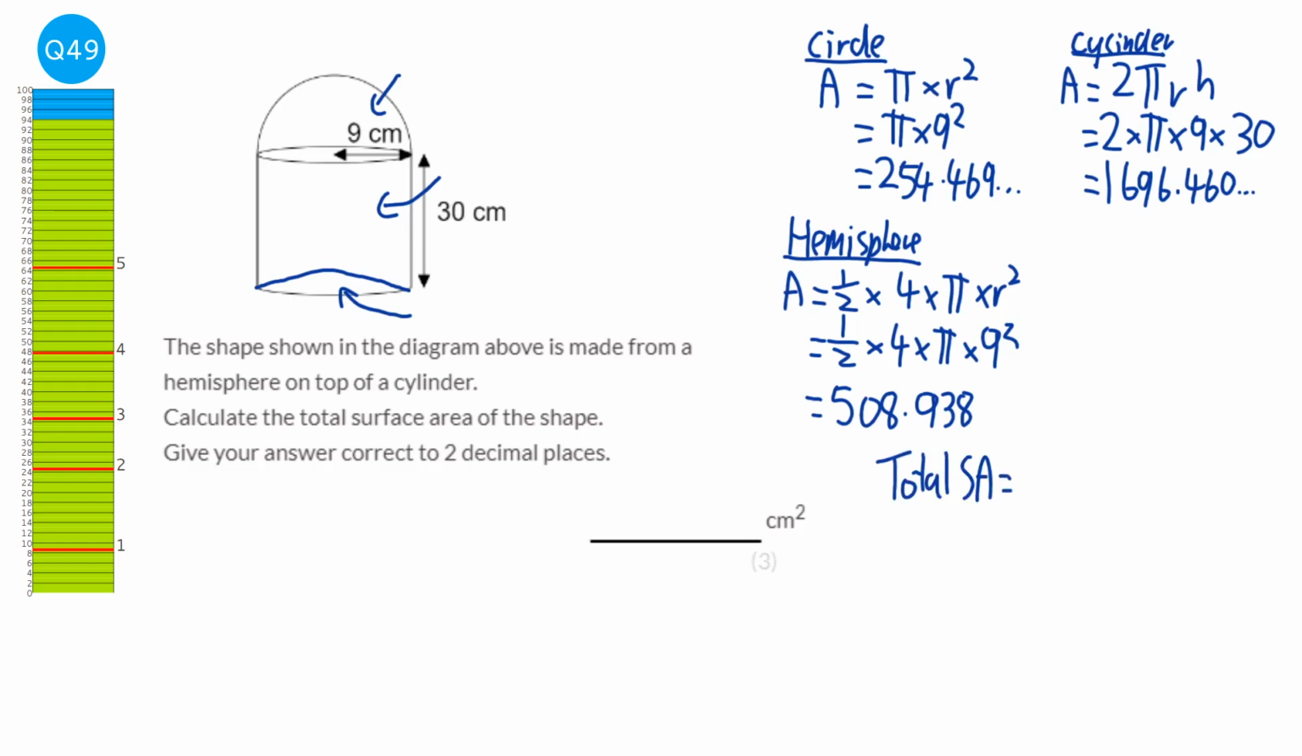and we're just going to add up all these numbers together. So we add up the 254.469, the 1696.460, blah blah blah, and the 508.938, blah blah blah, and we get 2459.867, blah blah blah. Do make sure you show the examiner that you're adding these three here. I've not done that because it wastes a bit of time for a video, but make sure you write it down. It says it wants it to 2 decimal places, so that will be 2459.87 centimeters squared.